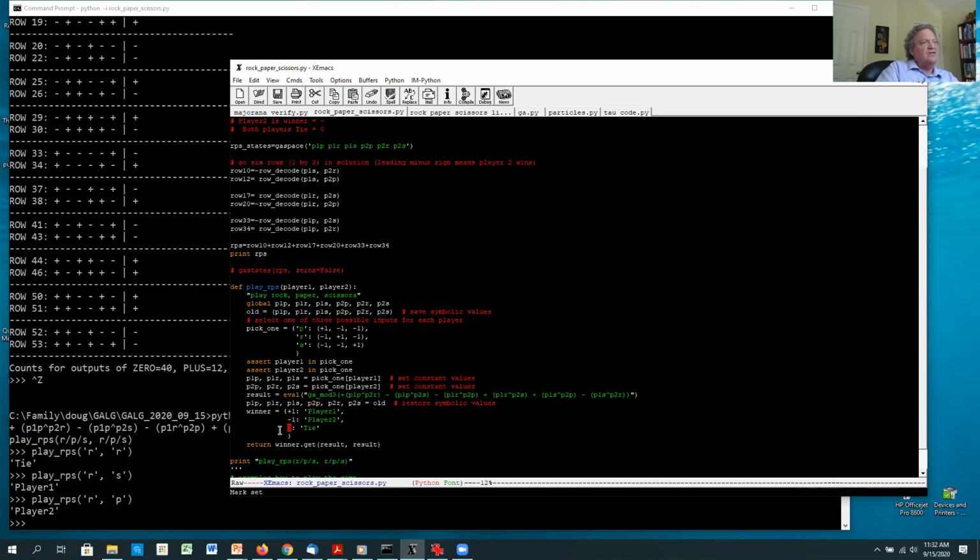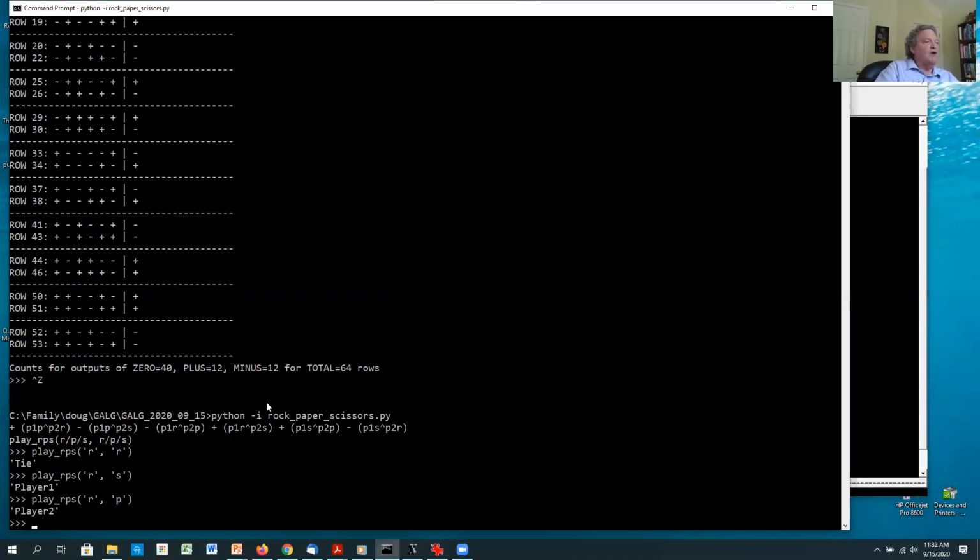Okay, so you can see here's a concrete example where I can apply geometric algebra to do things that we would use Boolean algebra for. And here's an example of rock, paper, scissors.